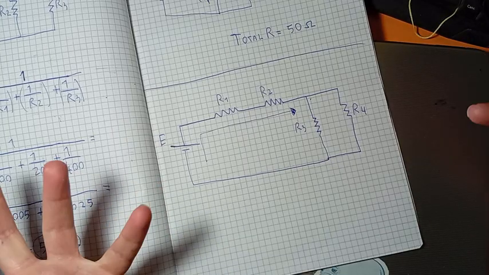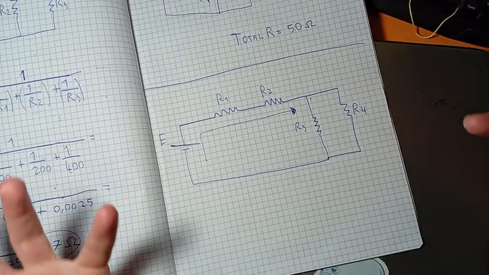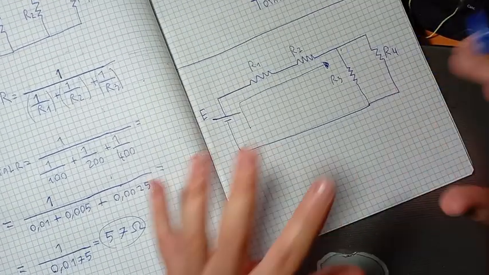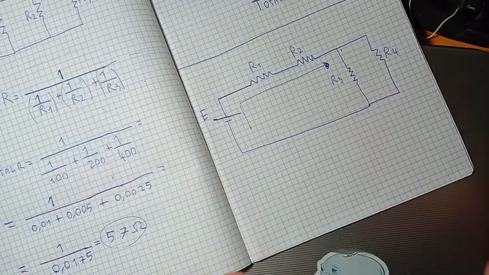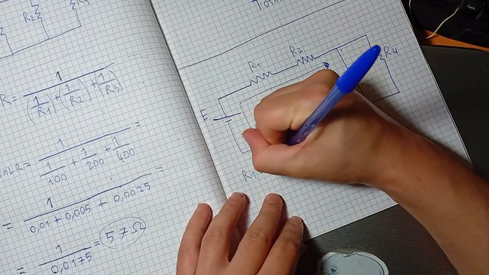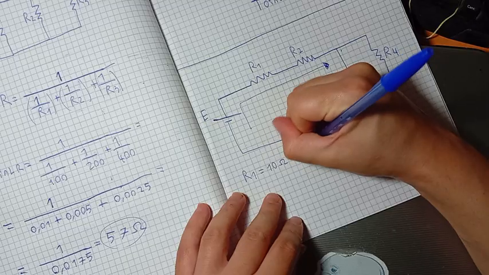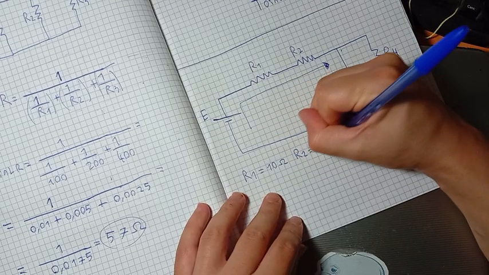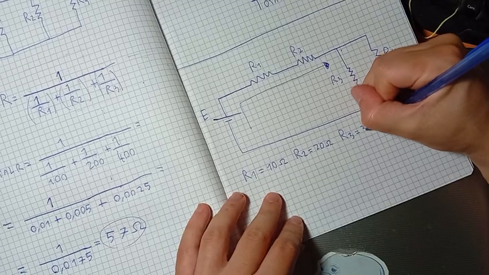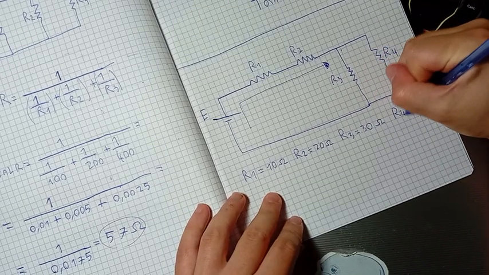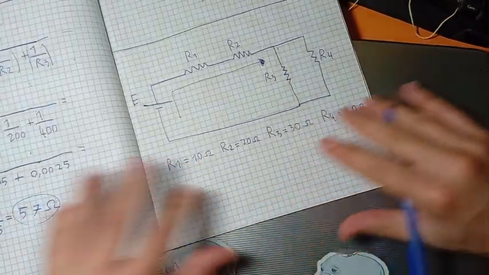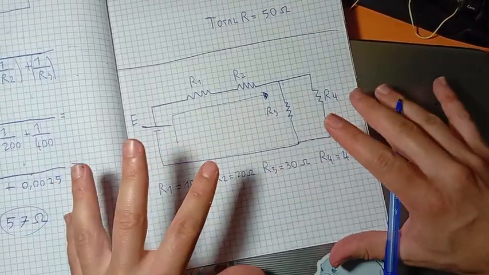But how do I calculate the total resistance for this circuit? Well, it is very simple. I just have to do this. Just follow what I do. Okay, let's imagine the resistors are R1 is 10 ohm, R2 is 20 ohm, R3 is 30 ohm, and R4 is 40 ohm. Okay, so these are the values of our resistors in this circuit.